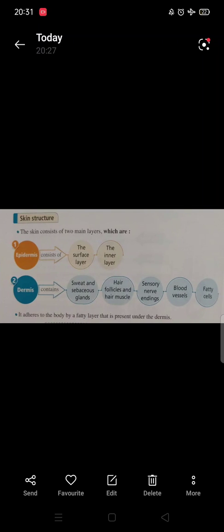Our skin is composed of mainly two layers. We will study the structure of your skin. The skin consists of two layers. Number one is epidermis. The epidermis is divided into a surface layer and an inner layer. And the dermis. The dermis contains many things: sweat gland, hair, sensory nerve, blood vessels, fatty cells. Okay.